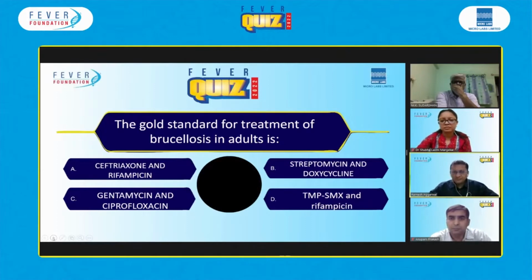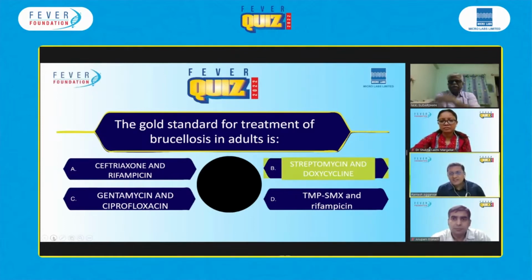So the time is over. Let us, Computer ji, first show the right answer to the students. So the right answer is streptomycin and doxycycline. So it will be interesting to know how many of you are able to answer this question, because if you look at the choices, they are very close.